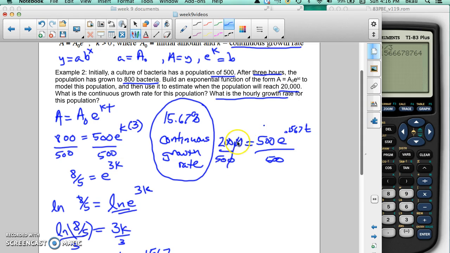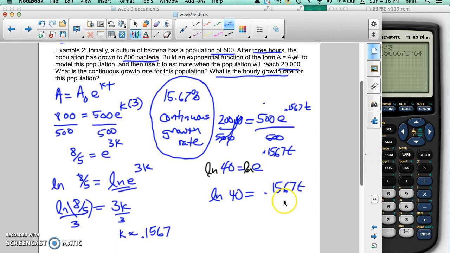So we're going to get 40 equals e to the 0.1567t, and then we're going to take the natural log of both sides. We apply that natural log of both sides. We're going to get ln of 40. These are inverses, they undo each other, so we get 0.1567t on the other side, and we're going to divide by 0.1567 to get the answer.